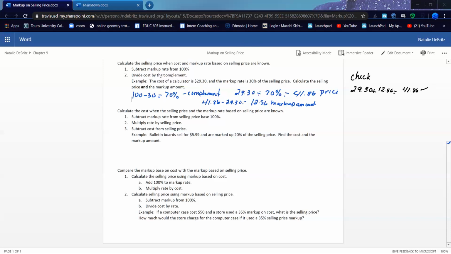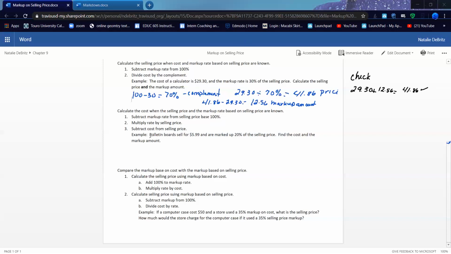Okay, so now we're going to calculate the cost when the selling price and the markup rate based on selling price are known. So subtract the markup rate from the selling price based on 100%. Then we're going to multiply the rate by the selling price. Then we're going to subtract the cost from the selling price. So here's our example. Bulletin boards sell for $5.99 and are marked up 20% of the selling price. Find the cost and the markup amount.